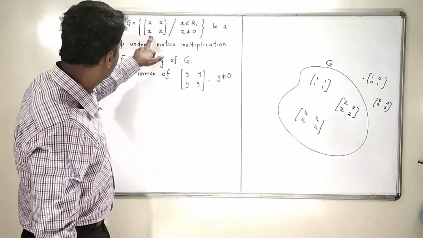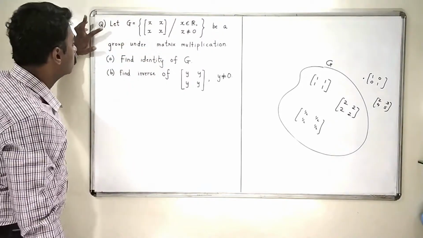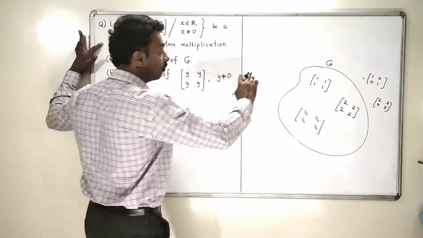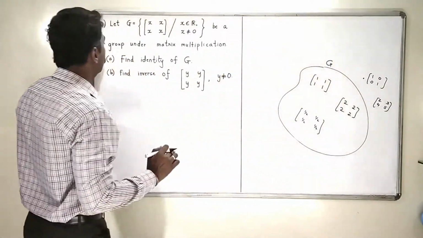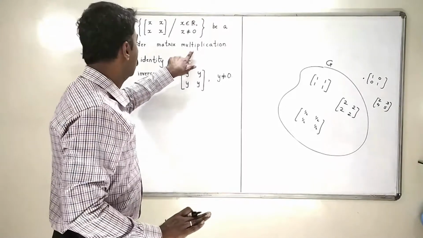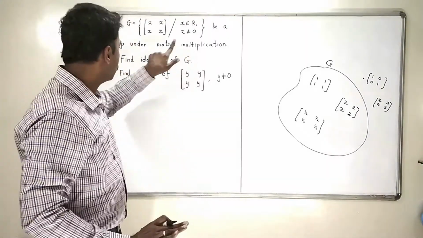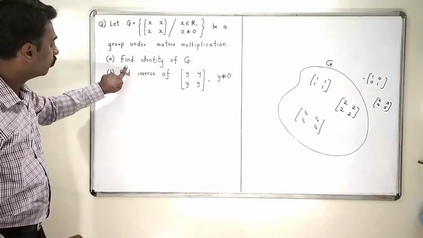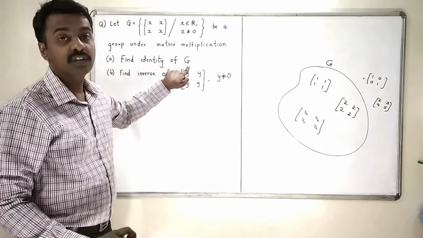Now what is this exercise telling us? They are saying that G is a group. This G forms a group with respect to usual multiplication. This is given to us. And what are we supposed to find? In that case, we are supposed to find the identity of this group.